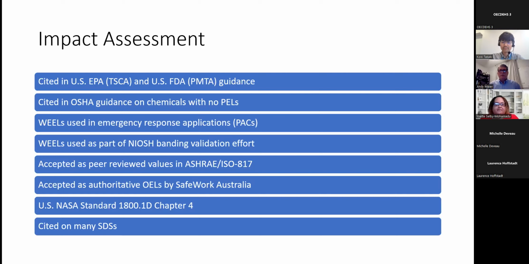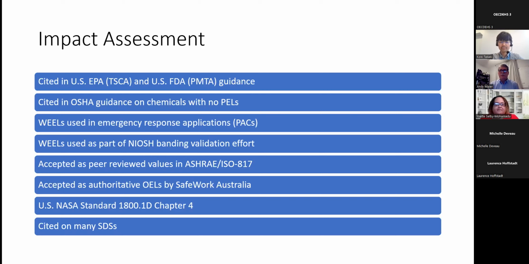We always want to ensure we're making impacts. So here's some examples of impacts of the WHEELs. They are cited in many different other regulatory bodies as an authoritative or useful source of guidance where existing regulatory guidance does not exist. Examples would be in the TSCA program that Yvette just mentioned, and the US FDA's PMTA guidance are examples of where they refer to other external sources of information one might seek. The WHEELs are typically listed in those sorts of places.